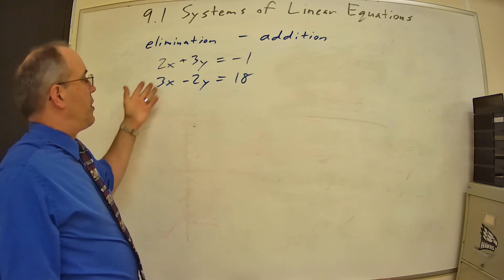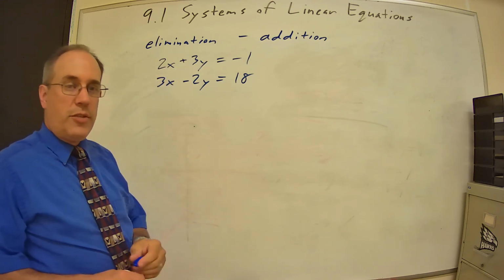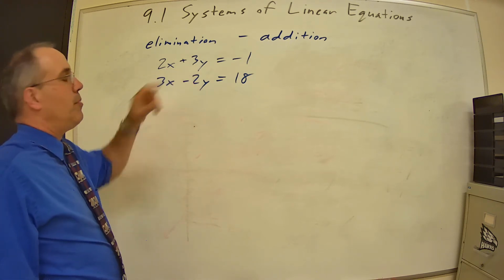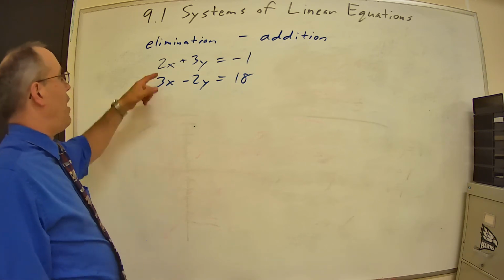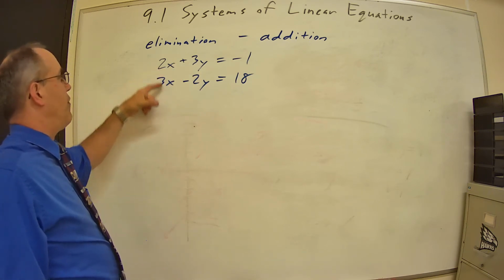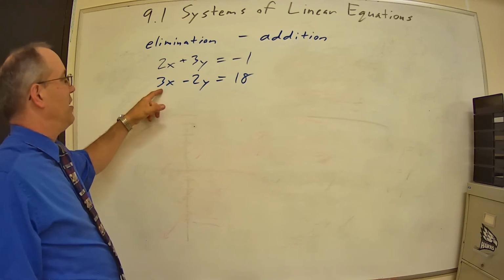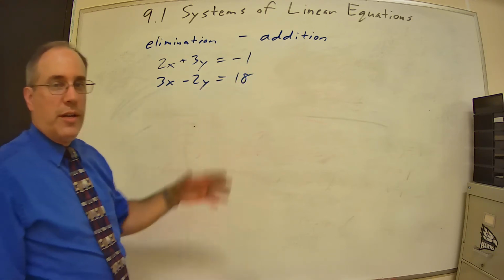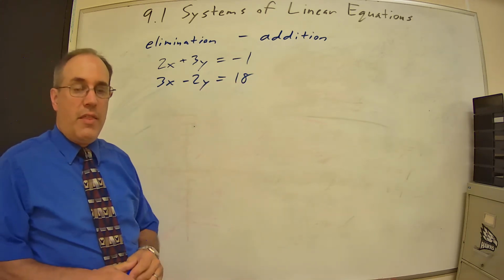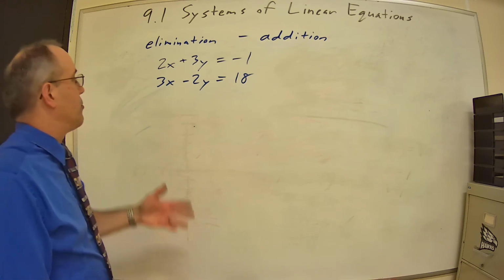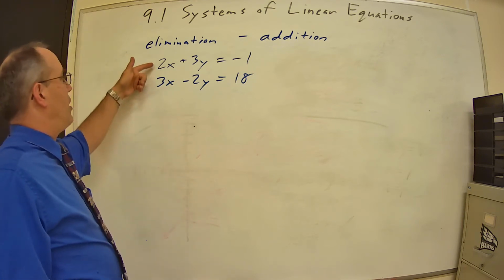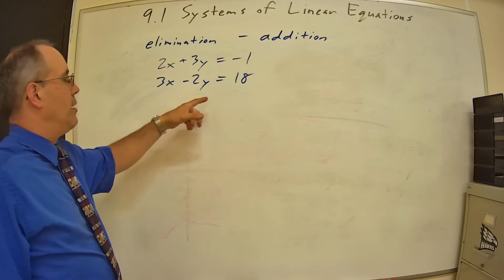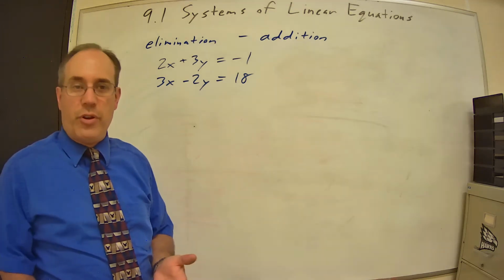Then we will start eliminating. Now in this particular case, I'm not already set up where I can eliminate one or the other. If I were to add these two equations, I'd end up with 5x plus y is equal to 17, and that wouldn't eliminate a variable. If I subtract them, I end up with negative x plus 5y is equal to negative 19. Again, I haven't gotten rid of a variable.